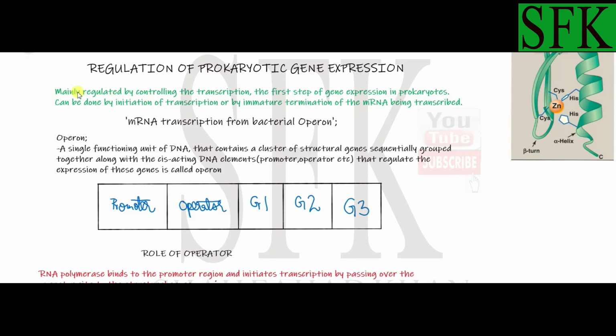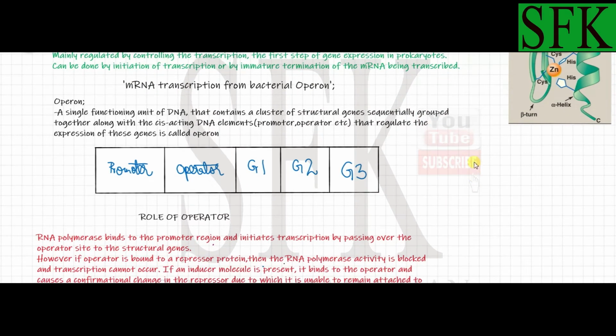So it is mainly regulated by controlling transcription, the first step of gene expression in prokaryotes. It can be done by the initiation of transcription or by premature termination of the mRNA being transcribed. Premature termination is one way of repressing prokaryotic gene expression, and we are going to talk about this in detail in the upcoming lectures. Initiation of transcription we will also discuss in great detail. But now let's move forward.